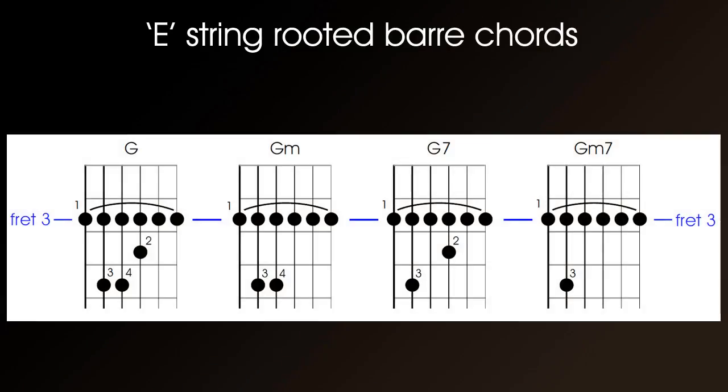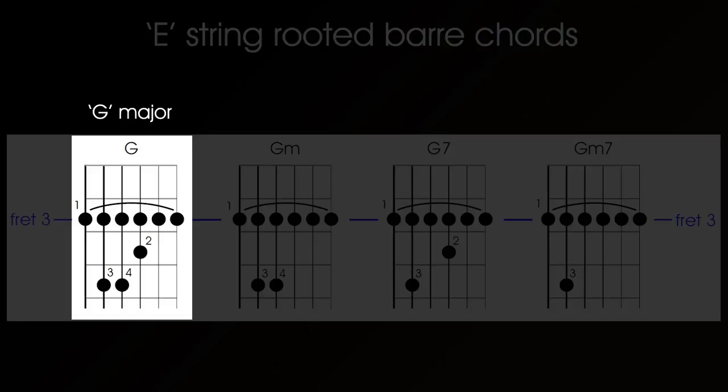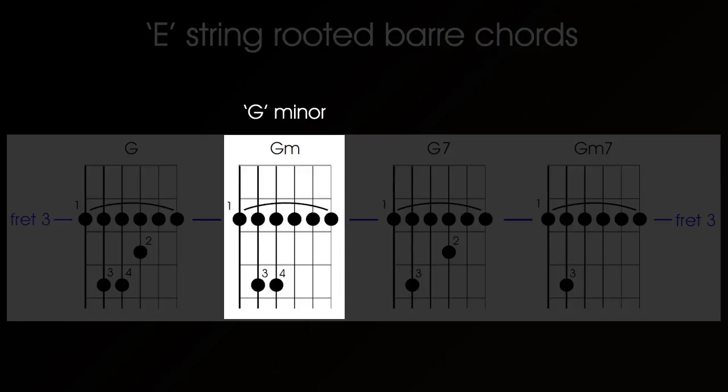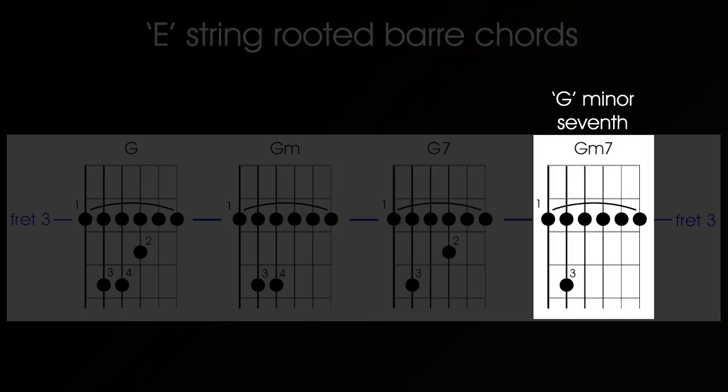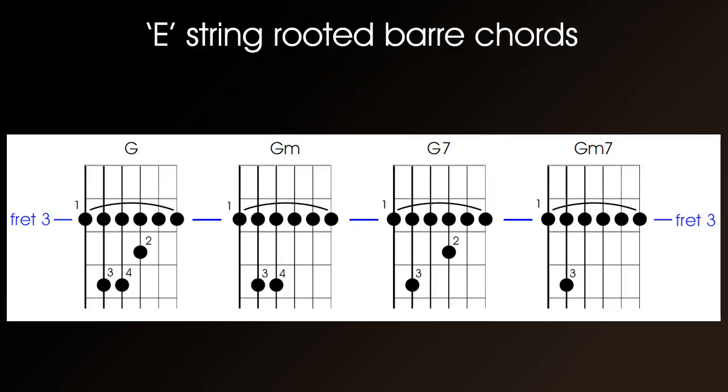E-string rooted or first position bar chords. In this tutorial we'll learn 4 of the more commonly used first position bar chords: the major bar chord, the minor bar chord, the 7th or dominant 7th bar chord, and the minor 7th bar chord. There is a relatively easy technique to help you remember these 4 first position bar chords.